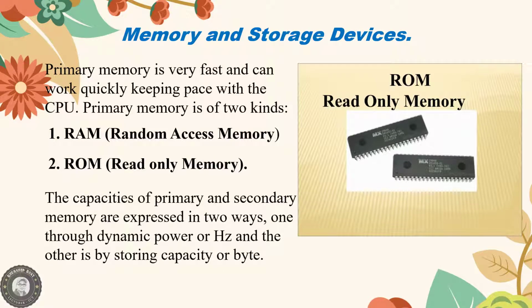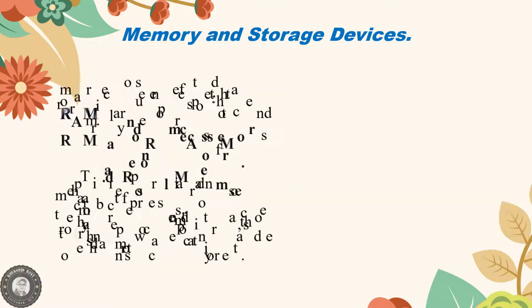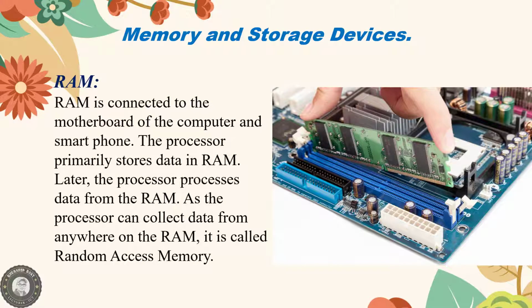The capacities of primary and secondary memory are expressed in two ways: one through dynamic power or hertz, and the other is by storing capacity or byte. RAM. RAM is connected to the motherboard of the computer and smartphone. The processor primarily stores data in RAM. Later, the processor processes data from the RAM. As the processor can collect data from anywhere on the RAM, it is called random access memory.